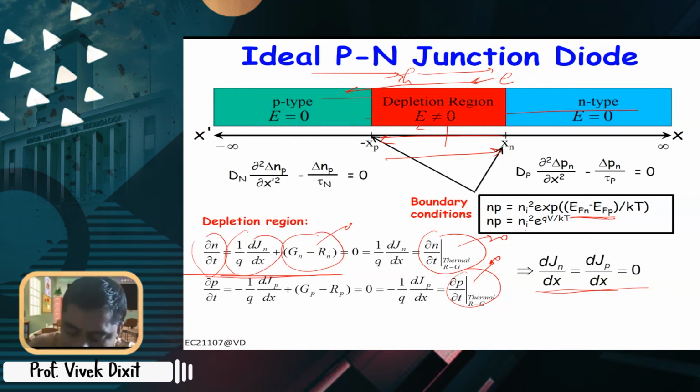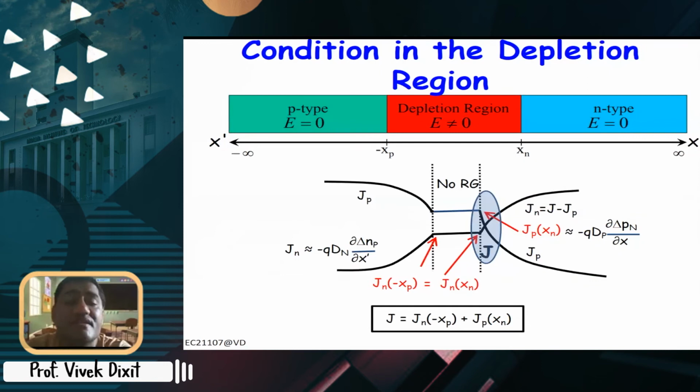So for forward bias, you can write, even for reverse bias, you can write n_i squared times exponential qV by kT. For forward bias, this V is positive. For reverse bias, this V is negative, right? So let us look at the overall picture.